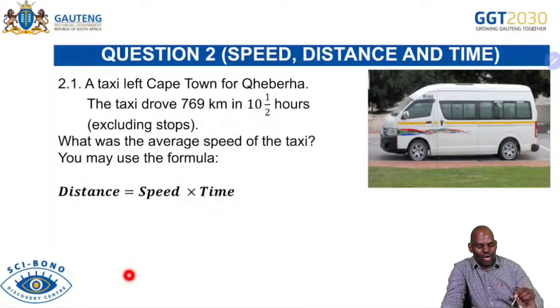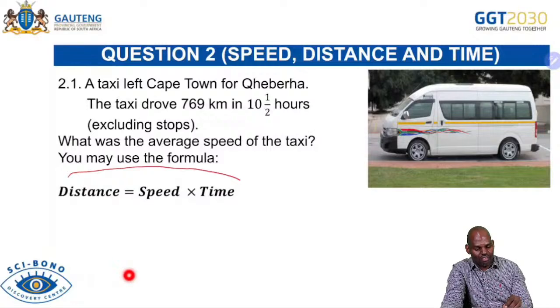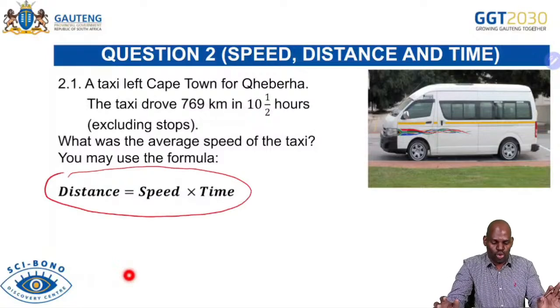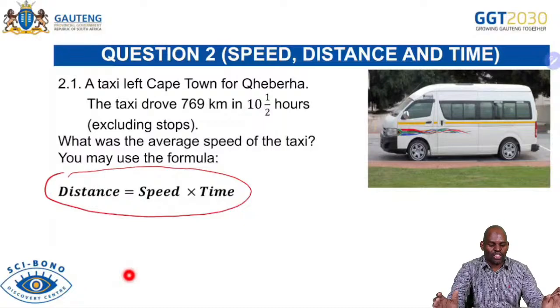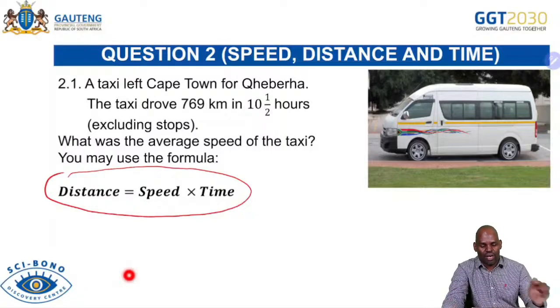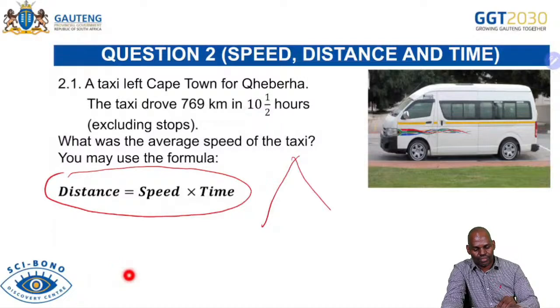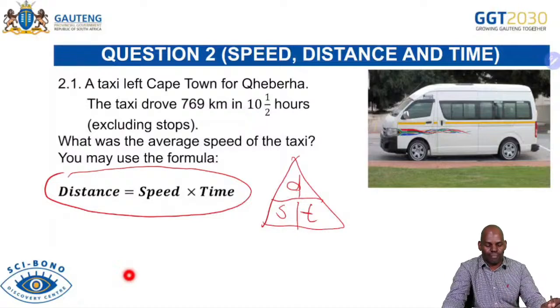Okay. Now, in this case, we have to calculate the average speed. Now, boys and girls, you must always be careful. We should know the relationship between distance, speed, and time. Think about the triangle. So speed, distance, and time. In some cases, the examiner will give you the formula, but the formula might be in the format that you don't need. Like in this one, they say calculate the average speed. But if you look, the formula starts with distance. So it means you'll have to change the formula.